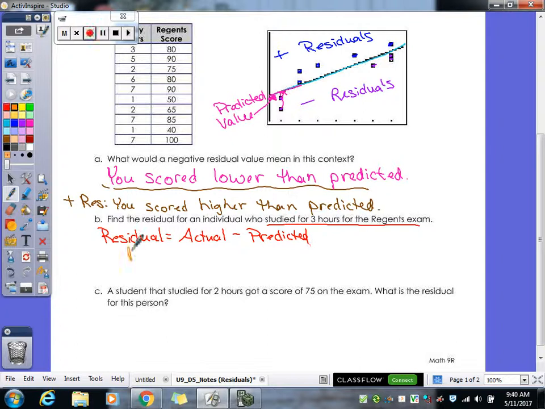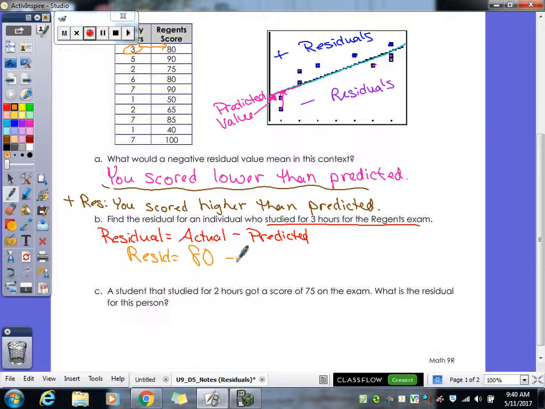So if we look at our table, what was our actual value for studying for 3 hours? What did the person score? Yep, 3 hours. That person scored an 80 on their Regents exam. What we have to do is calculate what our predicted value is.